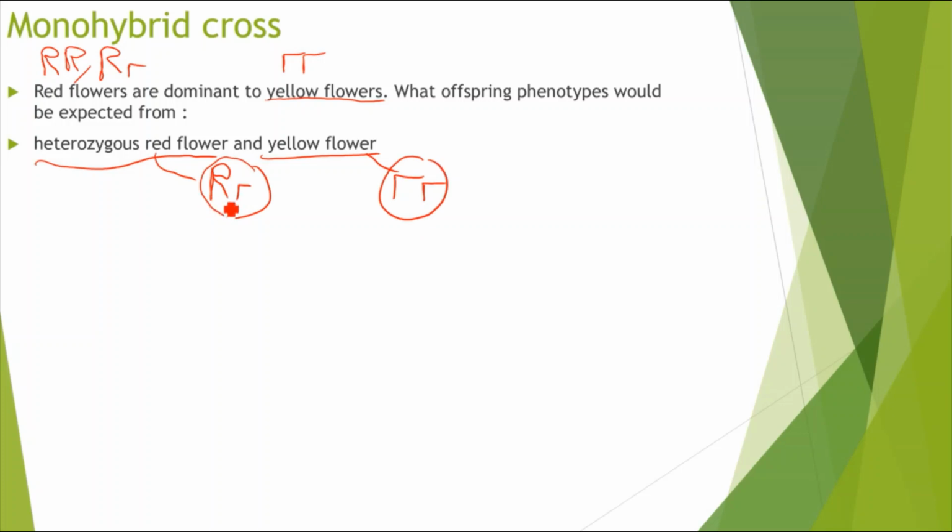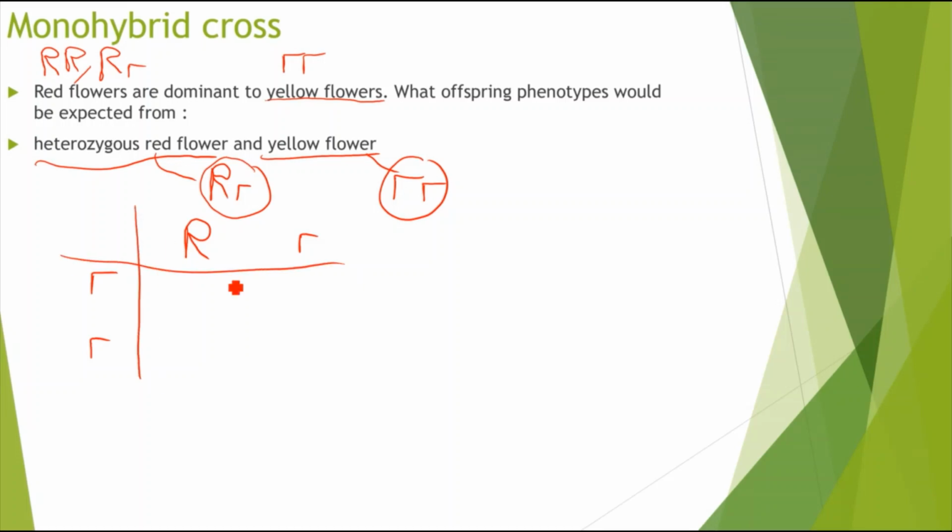So in that case, for the heterozygous red flower, I would have uppercase R and a lowercase r, and for a yellow flower I would have a lowercase r and a lowercase r again. So I've just drawn this grid here. So this is my grid. So what I can now do is simply join them together.